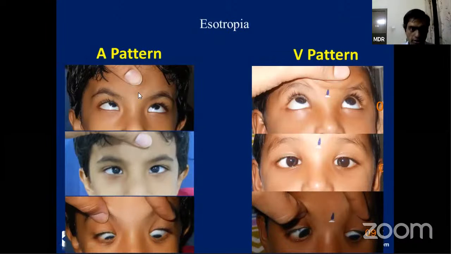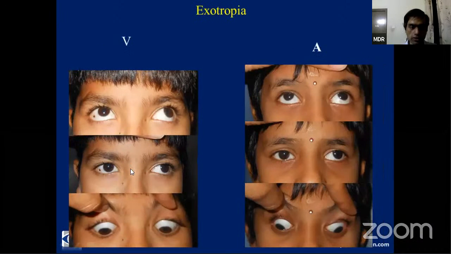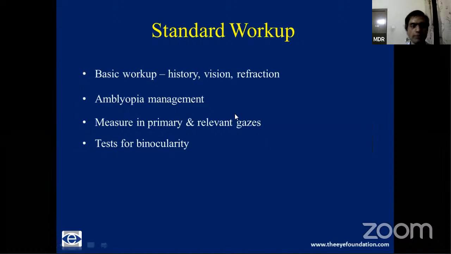This patient has an A pattern esotropia. This patient has an esotropia in primary position. The eso is less in up gaze and more in down gaze. So this patient has a V pattern esotropia. These two patients have exotropia in primary position. The first one has more exotropia in up gaze, less in down gaze, suggestive of a V pattern. So this patient has a V exotropia. This patient has more exotropia in down gaze, less in up gaze. So this patient has an A pattern exotropia.